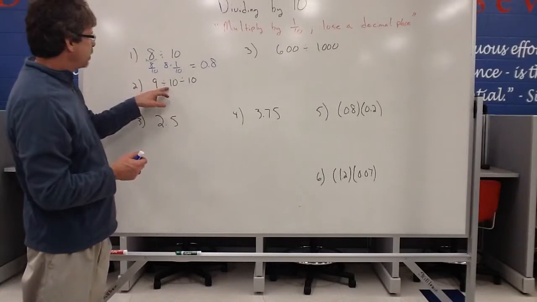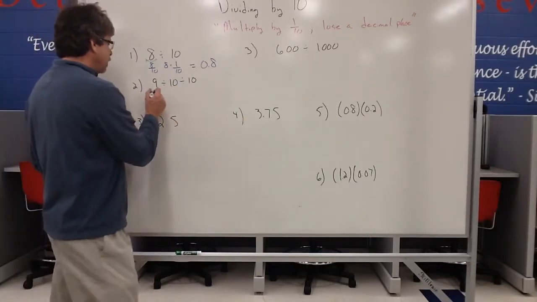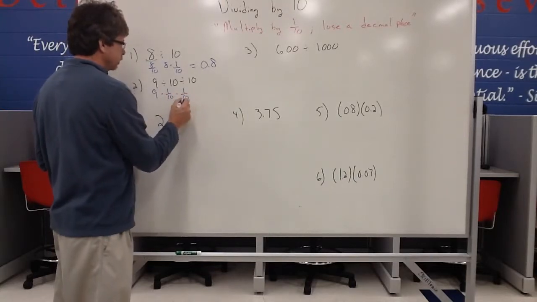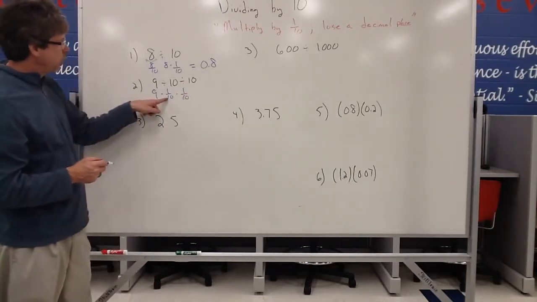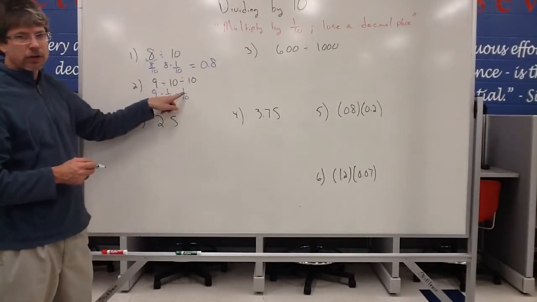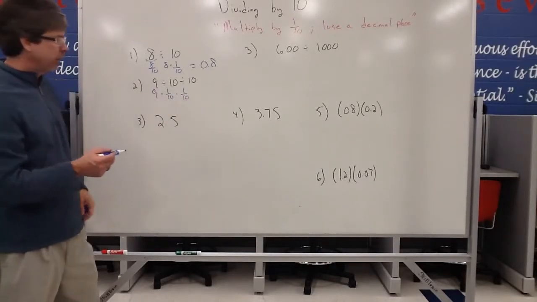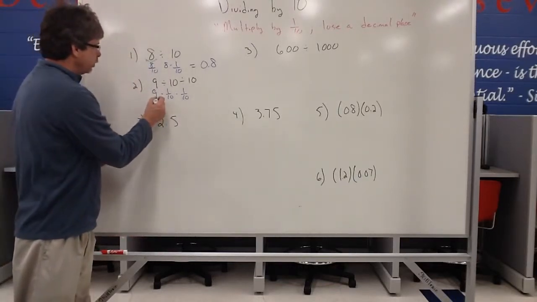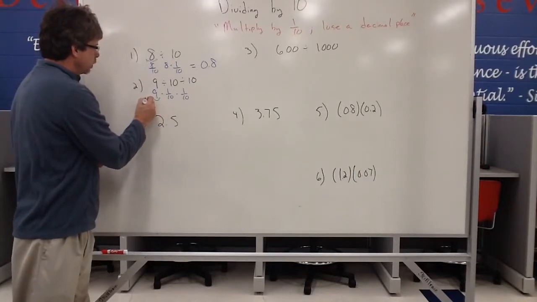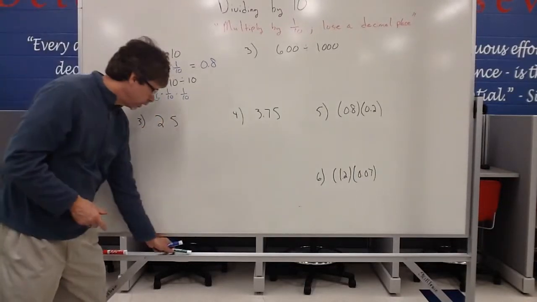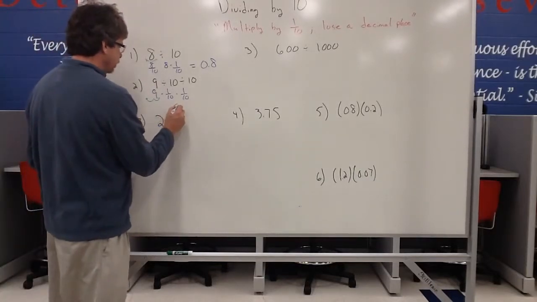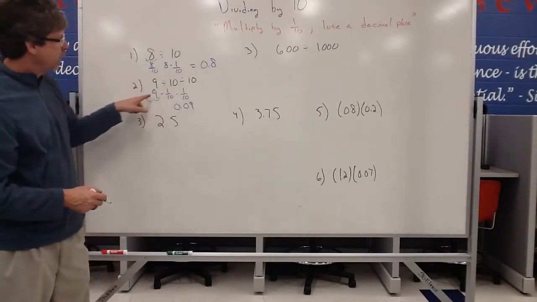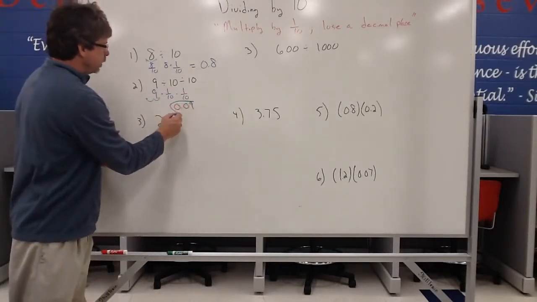So 9 divided by 10 divided by 10, that's the same thing as 9 times 1/10 times 1/10. So what this essentially means is if you multiply by 1/10, you're going to lose a decimal place. If you multiply by a tenth again, you're going to lose another decimal place. So in other words, your decimal has to slide over from this spot 1, 2. And I've got to use 0 as a placeholder here. So that answer ends up being 0.09, or in other words, 9/100 would be your answer.